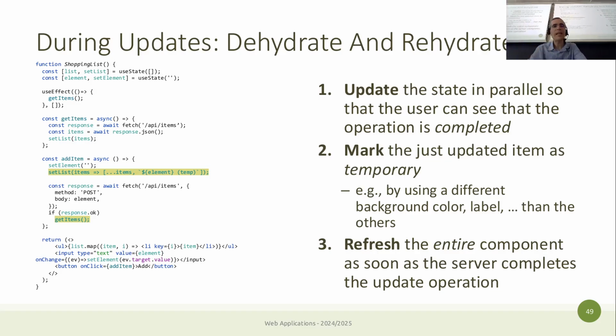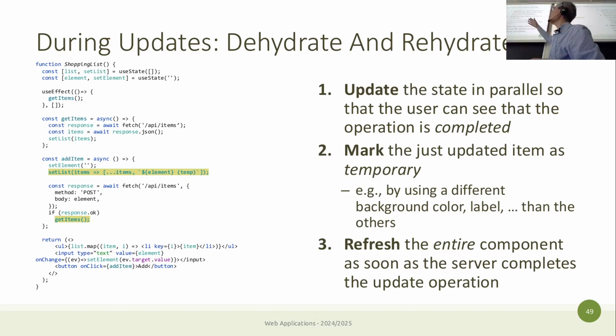Okay? And then we immediately ask the server to update its state with the post. And if the response is okay, get items is a fetch of the list of elements from the server. So in short, we send two requests to the server. A request to add, and then after the add is finished, we request an update from the server.